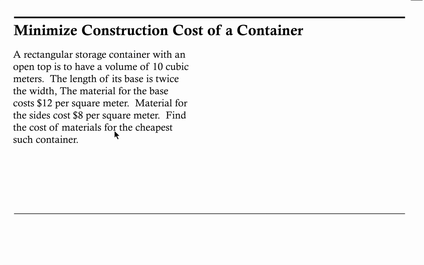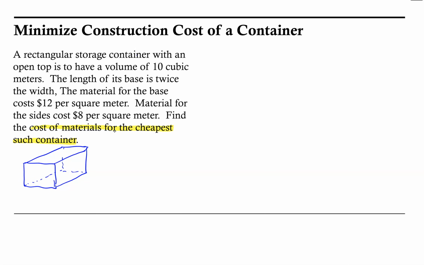So notice that in this particular instance, we are trying to minimize the cost of the construction of the container. First of all, let's consider what this container looks like. A rectangular container would resemble something like this, where the ends are possibly squares, possibly rectangles. And the base is a rectangle. And what do we know about the base?